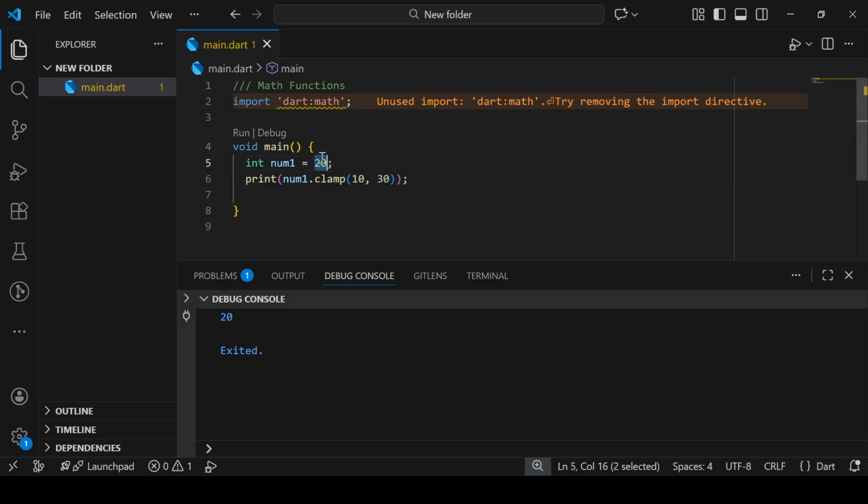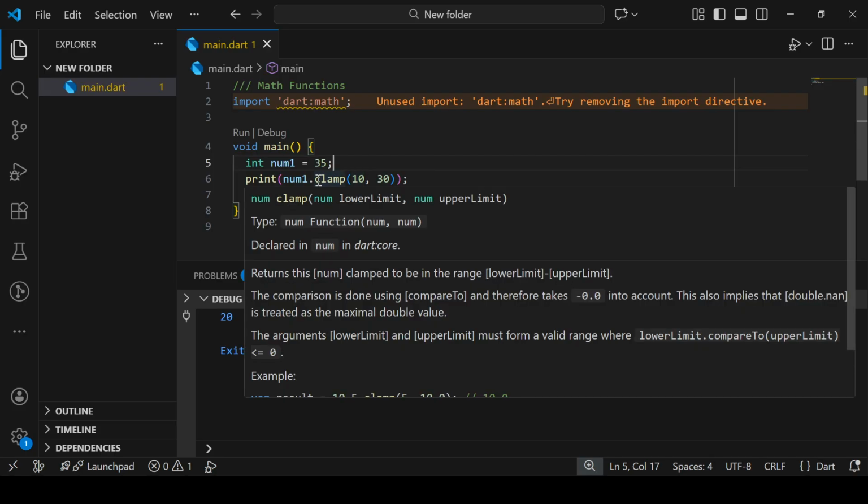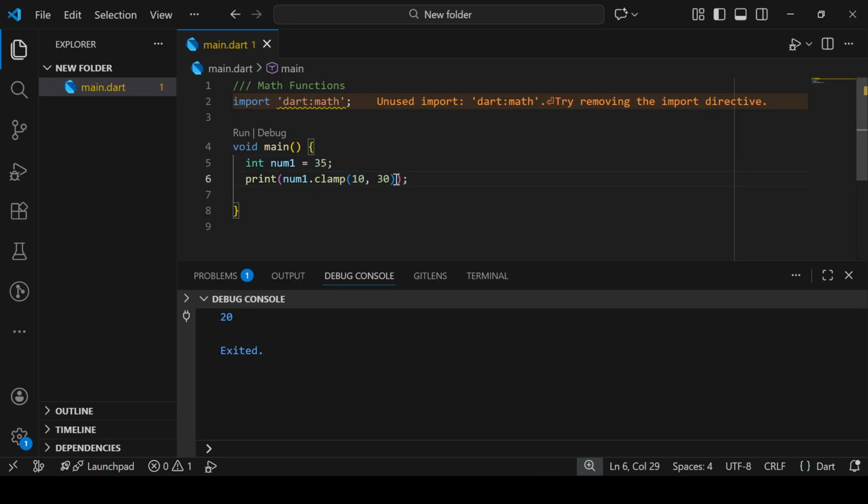If I write here 35, okay, 35, sorry, 35. So now you can see this x is higher than this upper limit. So now the clamp function returns this number. Okay, so here you can see 30 is printed.